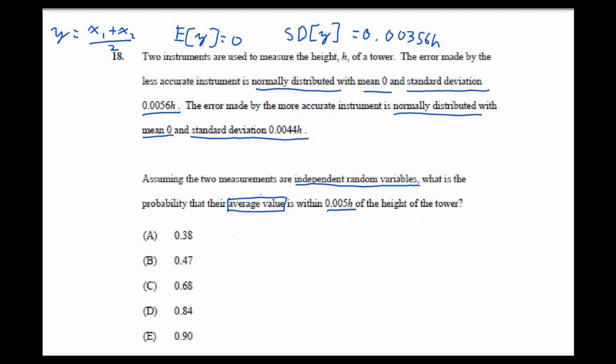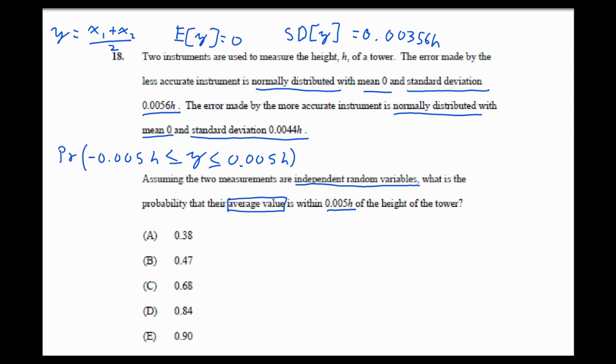So now we want to find whether the average value is within 0.005h of a range. So this basically means we're going to find the probability of it being between negative 0.005h to 0.005h.